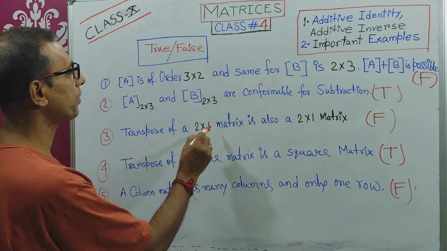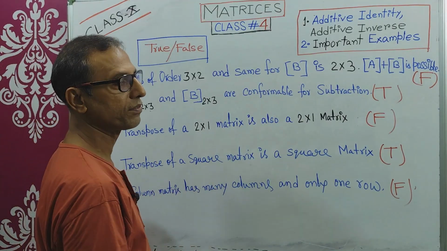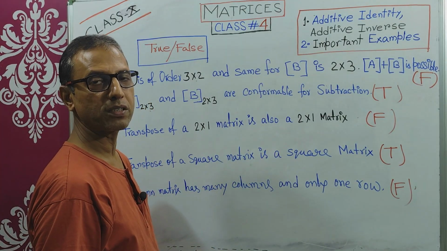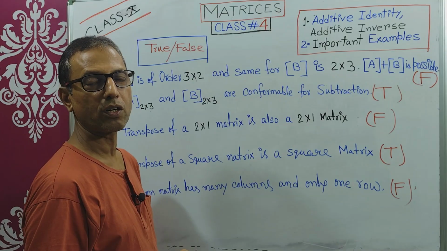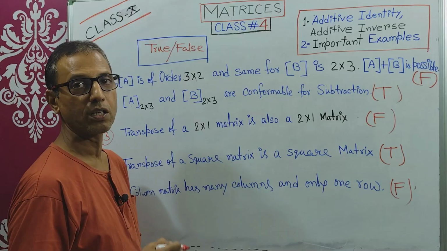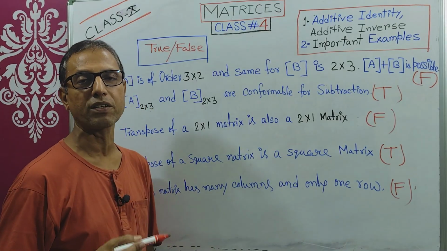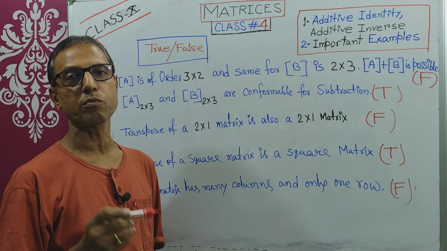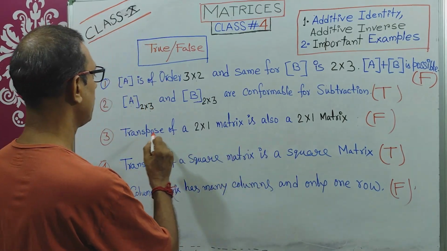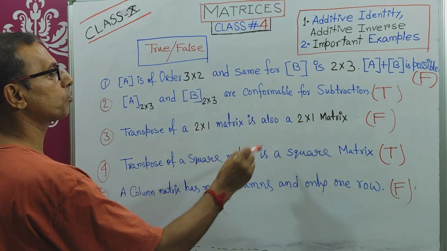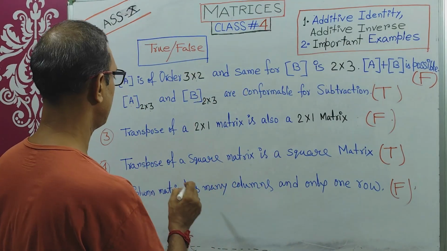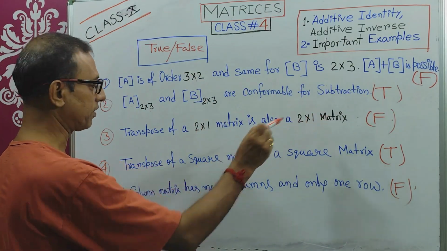Transpose of a 2 by 1 matrix is also a 2 by 1 matrix. It is false, because when you are transposing a matrix, you are converting the rows into columns and columns into rows. So basically the order will be reversed. If in a given matrix the order is m by n, in the transpose matrix the order will change from m by n to n by m, right? So the statement is absolutely false. It should be a 1 by 2 matrix, the transpose matrix.